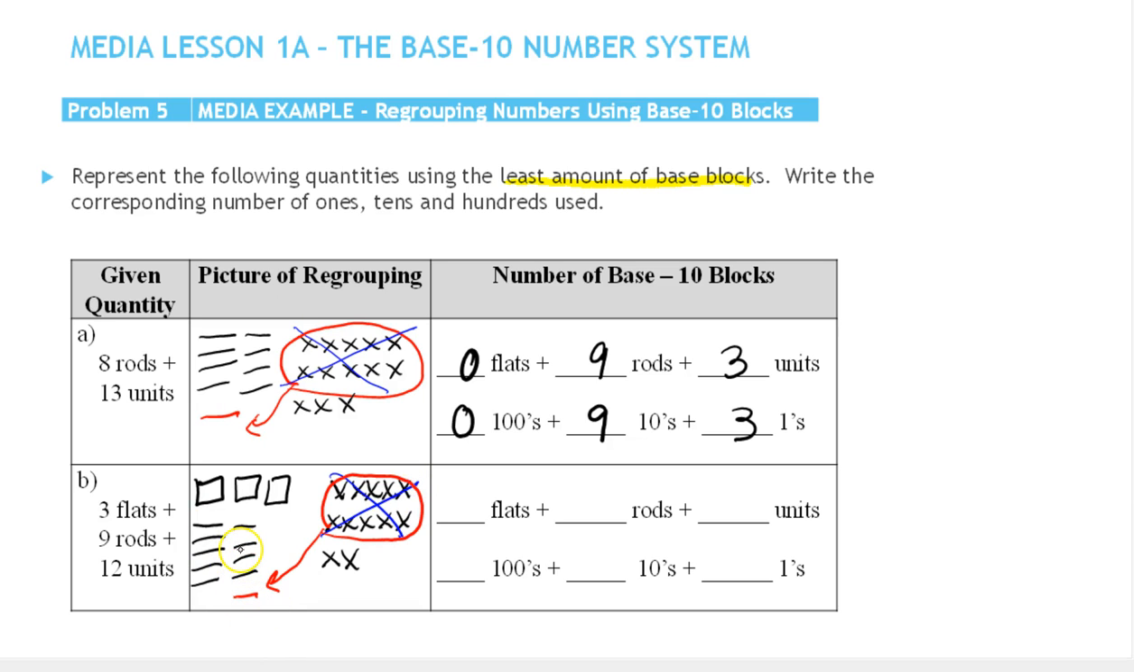But then we had 10 rods. So we took the 10 rods and we transformed that into a flat. So let's cross out the 10 rods because we traded it in for a flat. And this was our entire simplification process. So now we have 4 flats. We don't have any rods. They all canceled or got traded in for a flat. And we have 2 units, or 4 hundreds, 0 tens, and 2 ones.